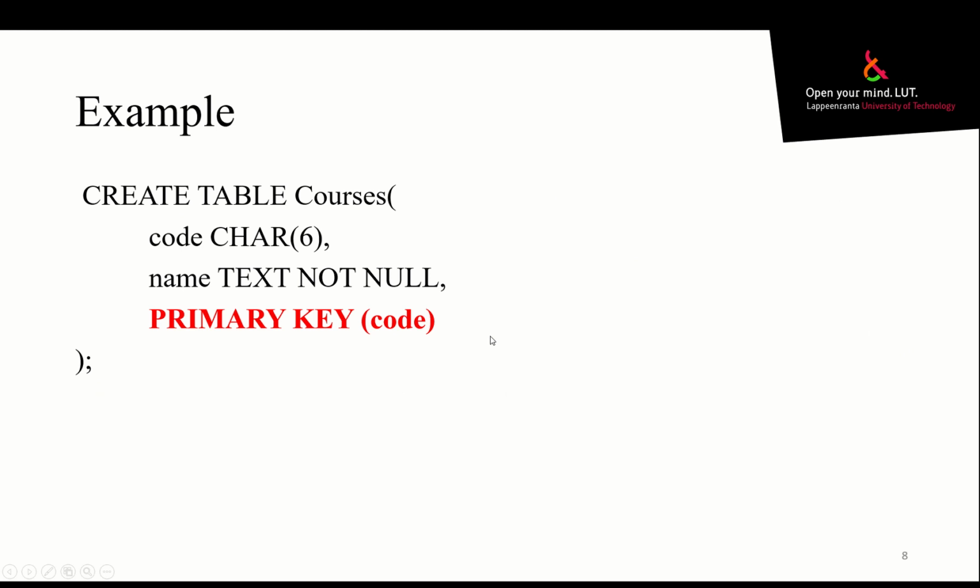An example of creating a primary key: let's use the previous exercise where we created a table called courses. We had code with a character string of 6 and name, and the primary key is specified on the column code. This shows how you create a primary key for any table, and as you know, it enforces an integrity constraint on a table. That's the essence of a primary key: to enforce an integrity constraint on each table.